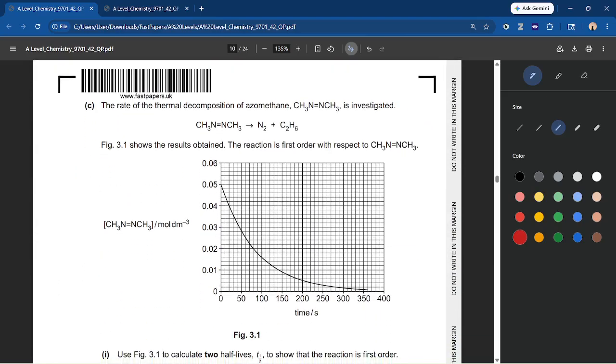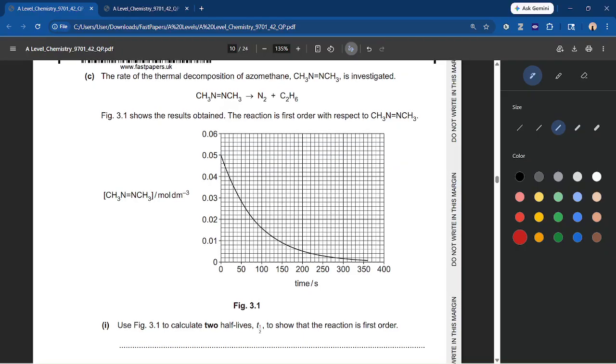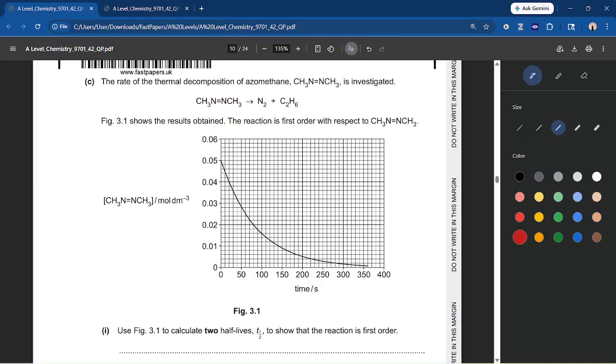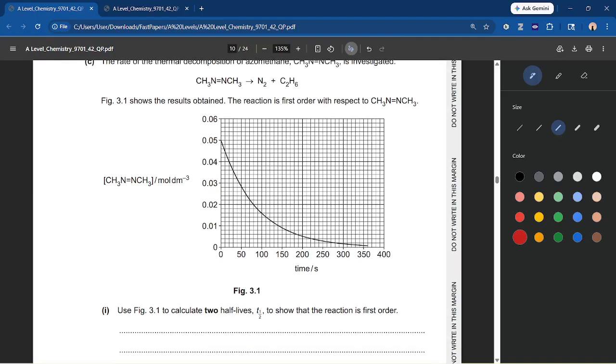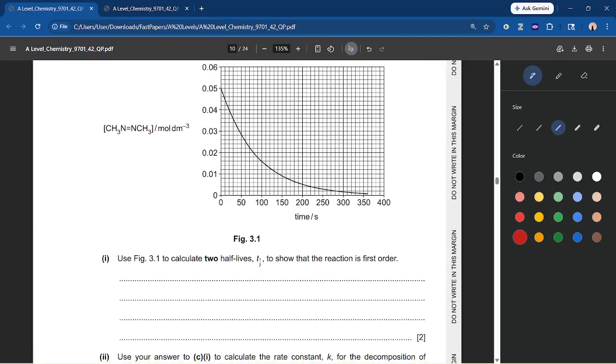Fun question. The rate of thermal decomposition of azomethane is investigated. Figure 3.1 shows the results obtained. The reaction is first order with respect to azomethane. Use figure 3.1 to calculate two half-lives to show that the reaction is first order.